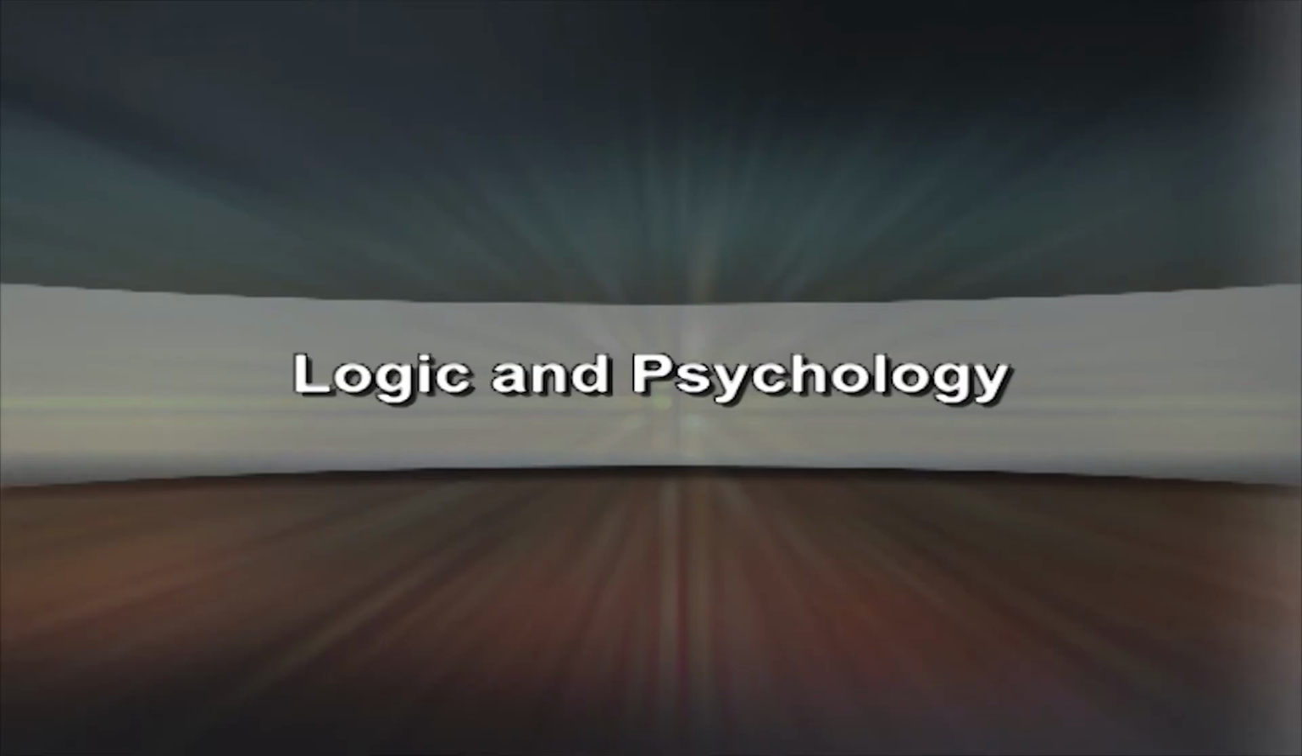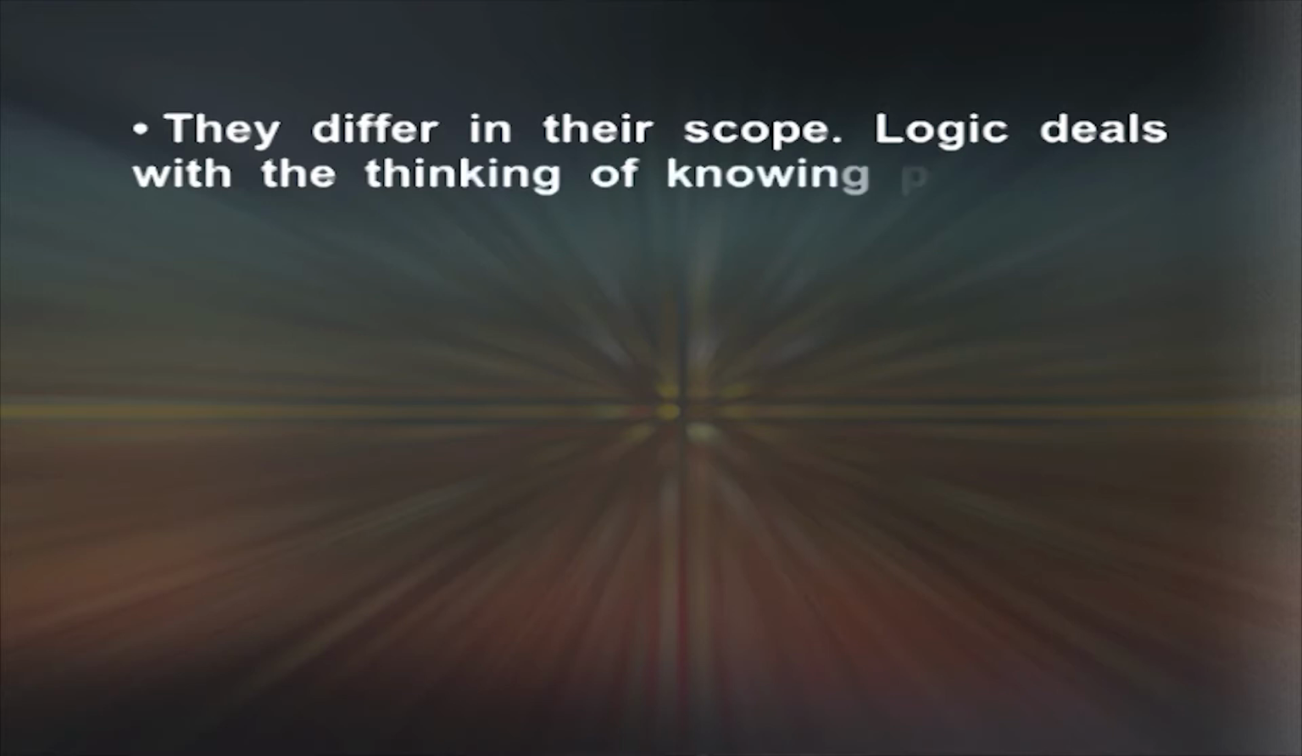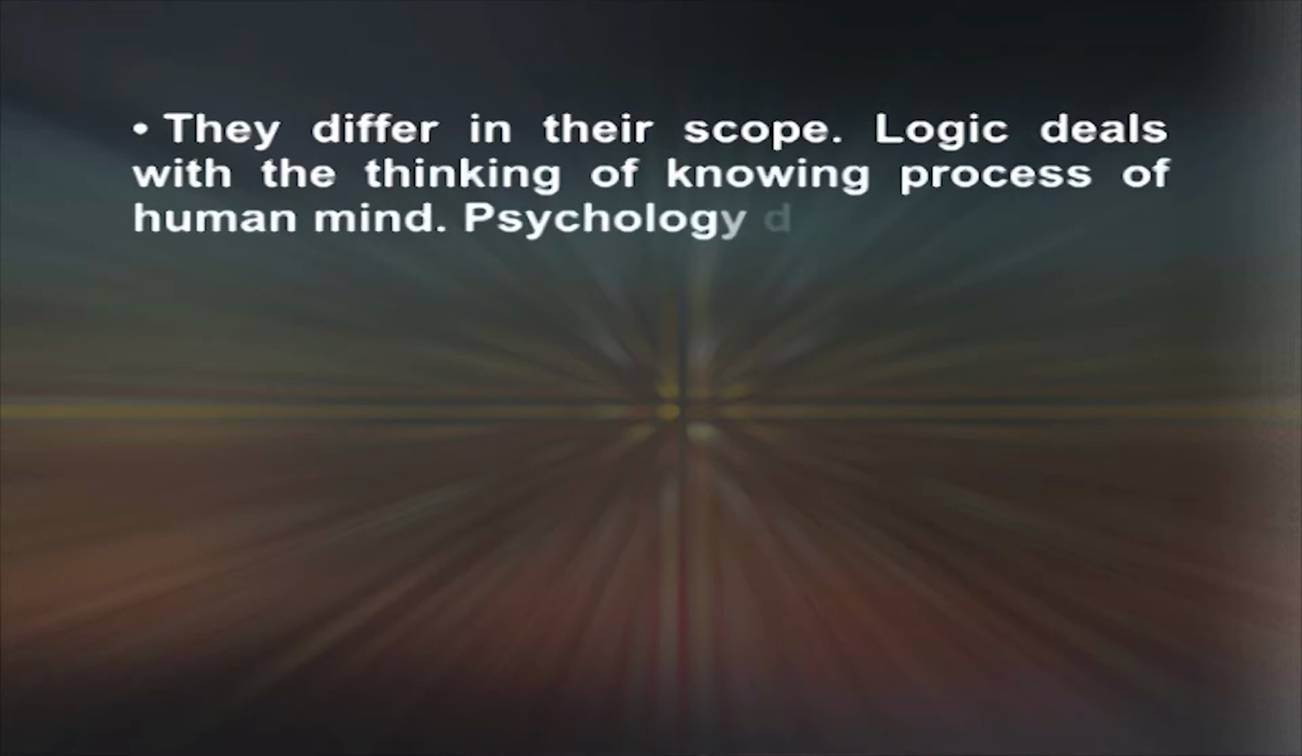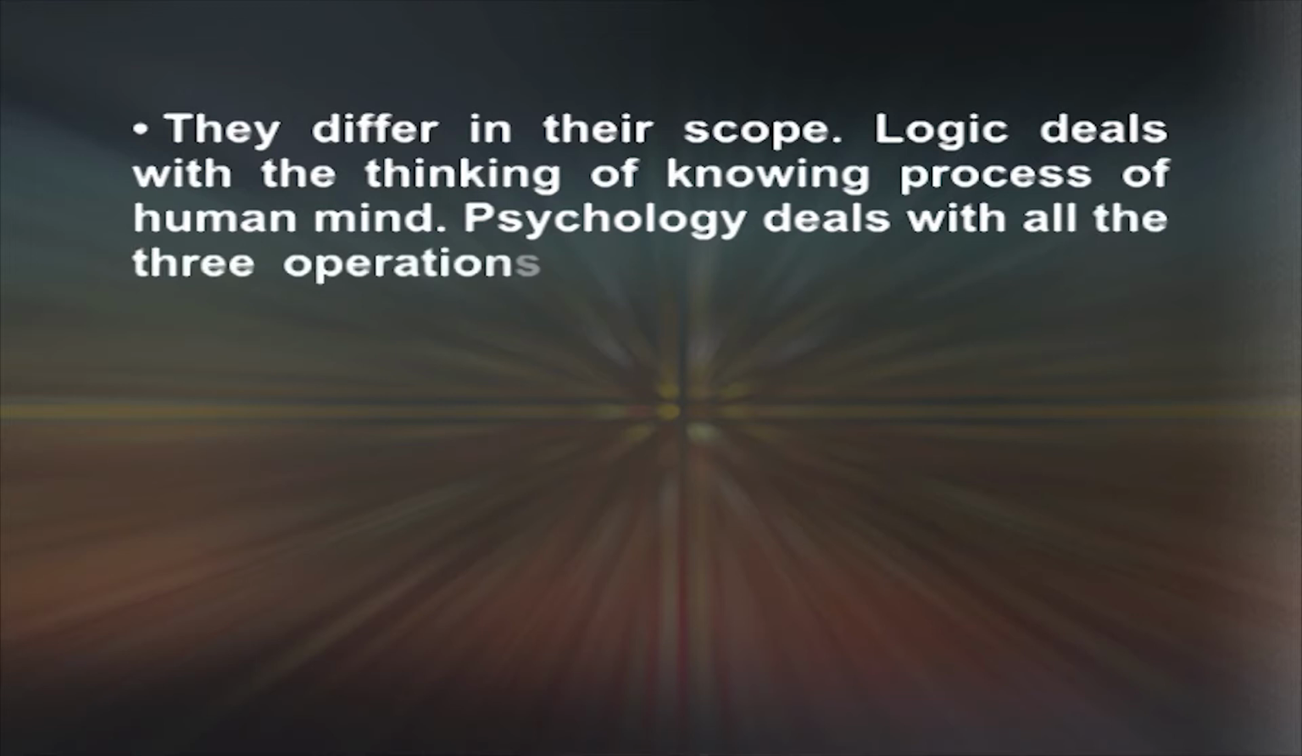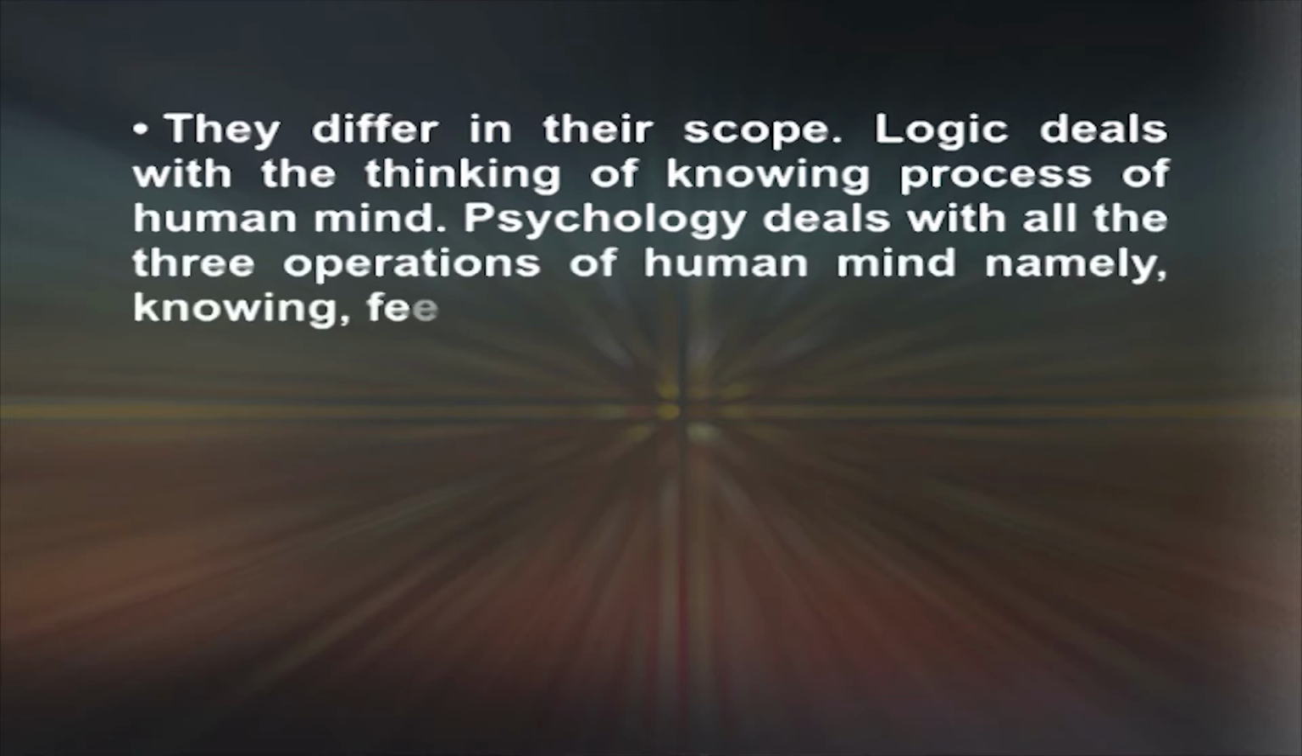Logic and psychology. Both logic and psychology are mental sciences in the sense that they deal with what goes on in the mind. Both deal with the thinking process of the human mind as their common material for study. There are a few differences between logic and psychology. First, they differ in their scope. Logic deals with the thinking or knowing process of the human mind, whereas psychology deals with all the three operations of the human mind, namely knowing, feeling and willing.